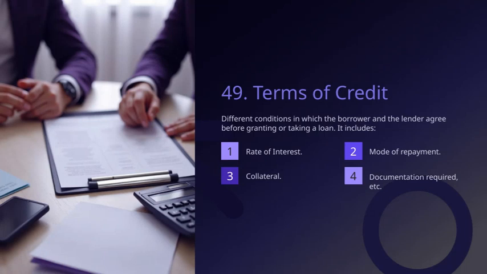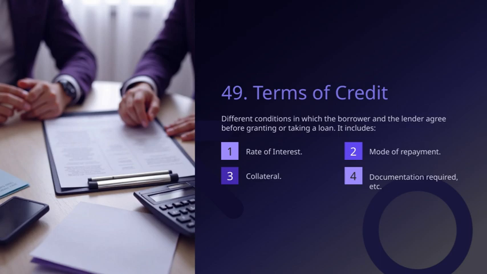Now, let's move on to some of the key terms of credit that both borrowers and lenders agree upon before a loan is granted. First, we have the documentation required, which is essential for establishing the terms and ensuring everything is transparent. Next is the mode of repayment, which outlines how the borrower will pay back the loan, whether in installments, lump sums, or other arrangements.